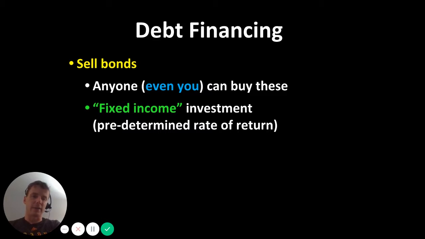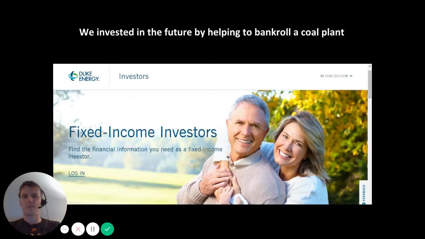Investors that buy bonds are called fixed income investors. Fixed income just refers to the fact that there's a predetermined rate of return or profit that you make on that investment. If you go to Duke Energy's website, there is information for people who want to become fixed income investors in Duke Energy, in other words, to buy bonds that are issued by the utility. Fixed income investing is a really important way that Duke Energy can raise money to build lots of different stuff: power plants, transmission infrastructure, etc.